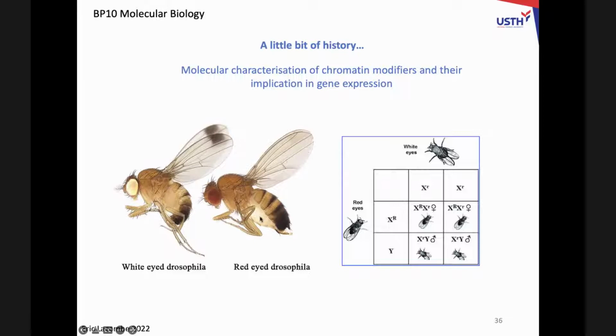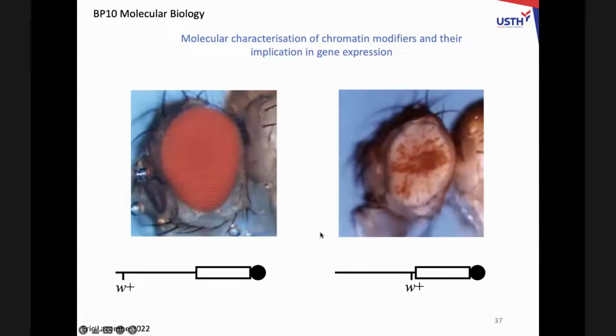So they use this model. The idea is quite complicated, but you will see it's a very simple and very clever strategy. The idea was we take a white-eyed Drosophila, so it means it's a mutant of Drosophila. It has white eyes.